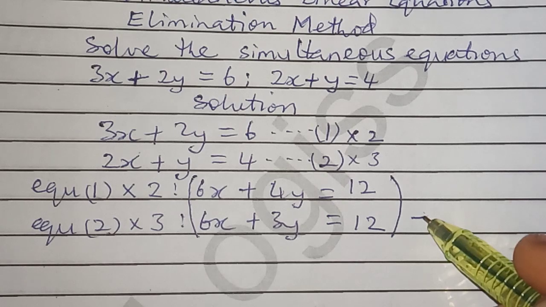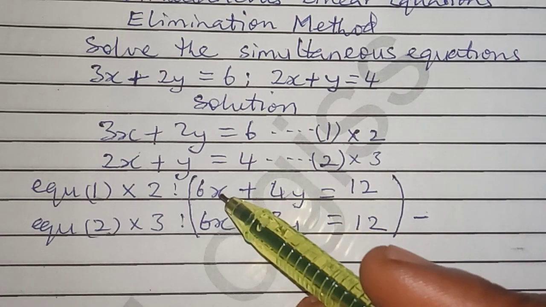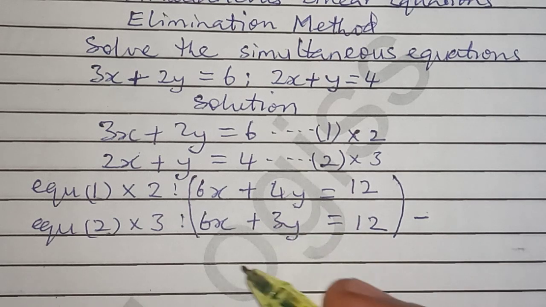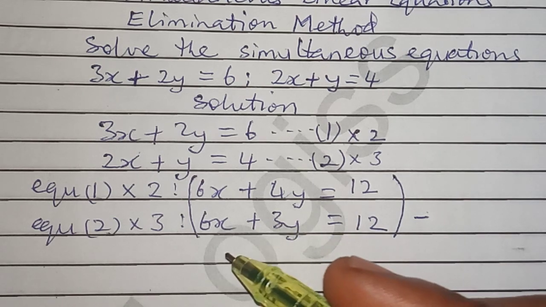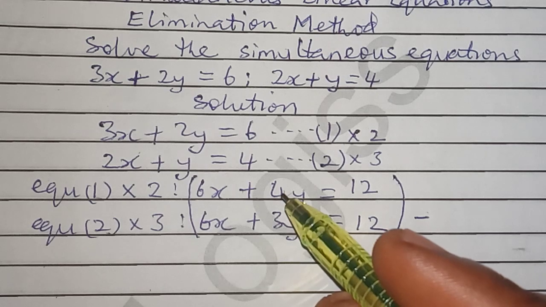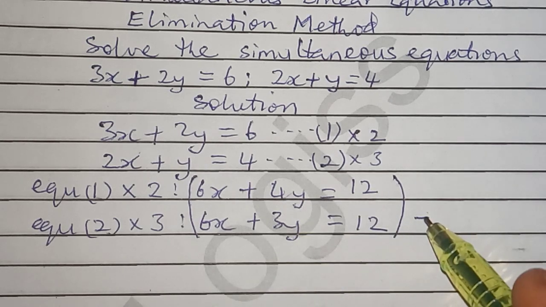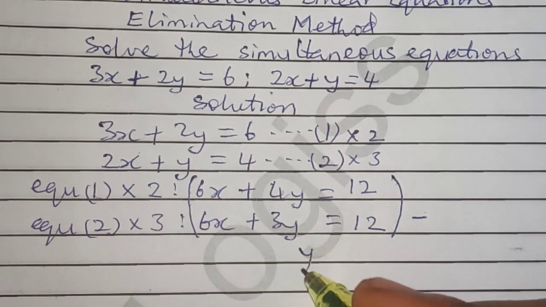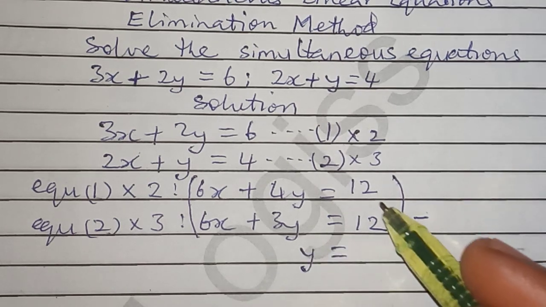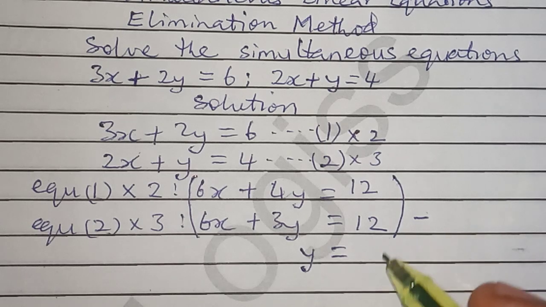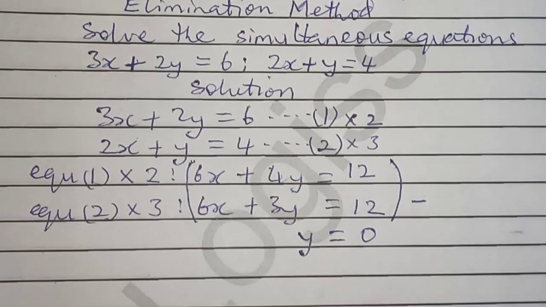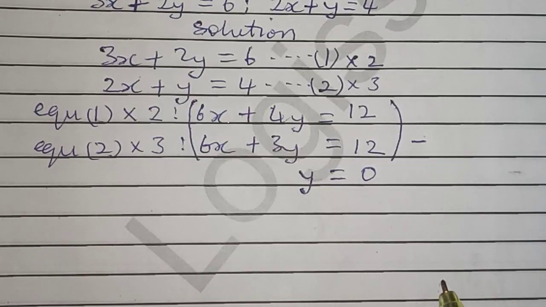We put minus here. Then we subtract. 6x minus 6x will give us what? 0. So we don't need to write it. So the next one is 4y minus 3y. This will give us what? 1y, or you can write it as y. Then 12 minus 12 will give us what? 0. So having gotten y as 0, it remains for us to get x.